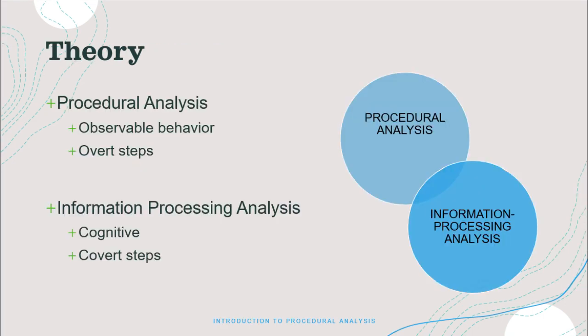Starting with theory, procedural analysis assumes that what is being described is an observable behavior, or as Jonason and others describe it, overt steps. Therefore, procedural analysis should not be confused with its near-peer method, information processing analysis, covered in another lesson, which looks at the cognitive or covert steps of this model. Though it must be noted, there are some situations where they do overlap.